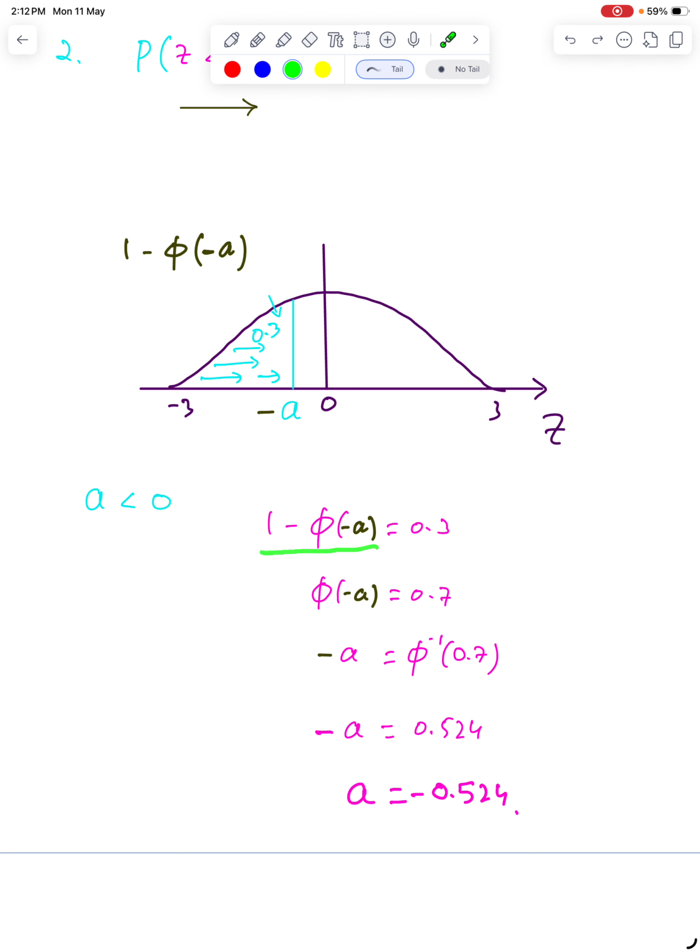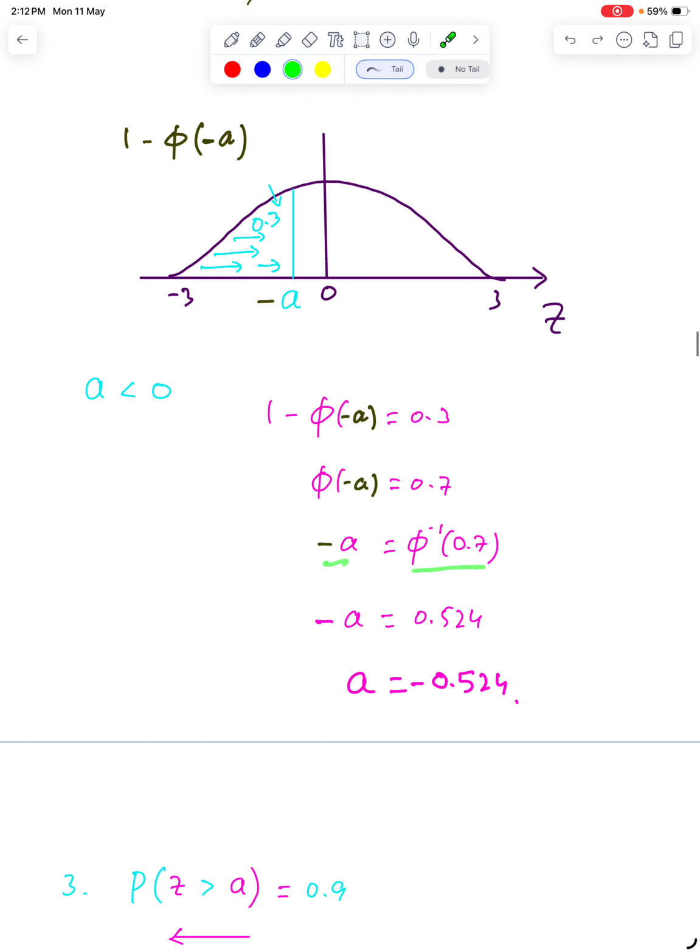1 minus phi of minus A is 0.3, so bring 0.3 here and phi of minus A on the right side. So phi of minus A is 0.7, so minus A equals phi inverse 0.7, which is 0.524, therefore A is minus 0.524.